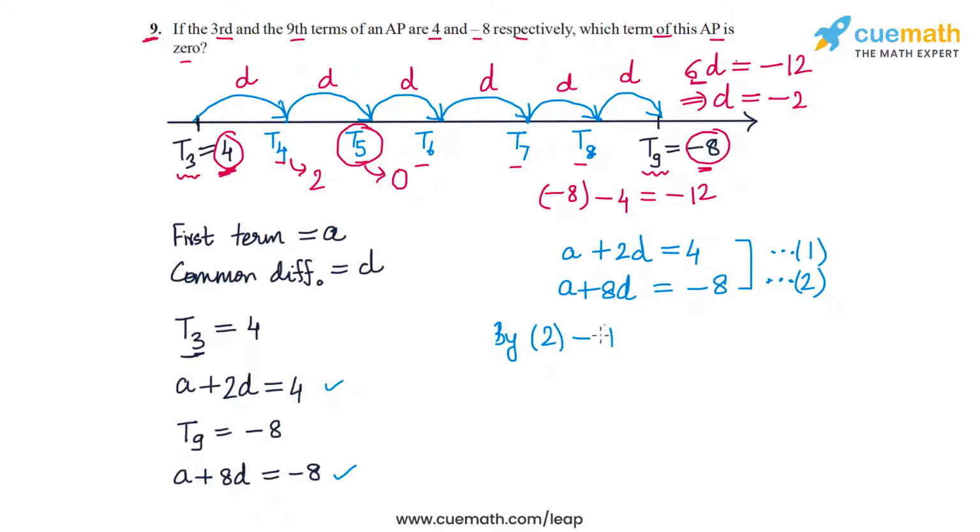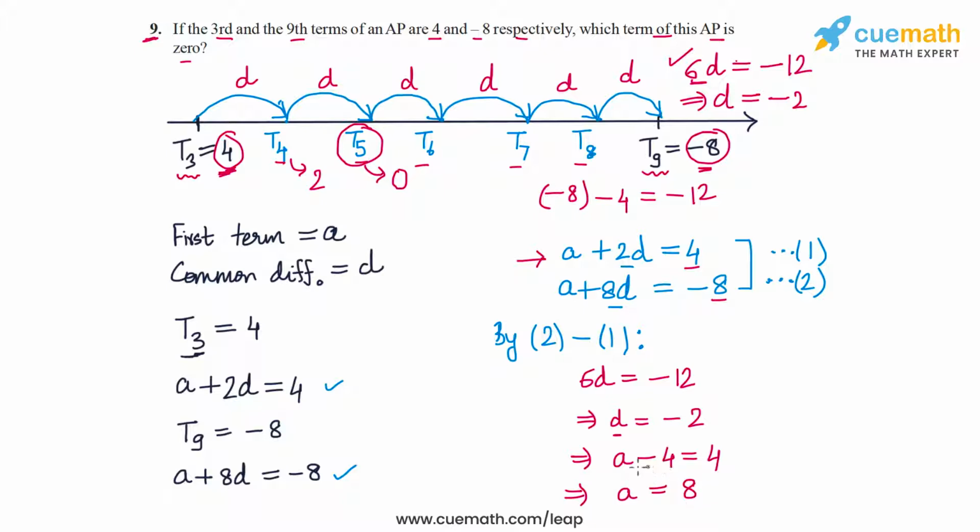So by 2 minus 1, what will we get? On the left side, we'll get 8D minus 2D. So that's 6D, and on the right side, we'll get -8 minus 4. So that's -12. And this is the exact same equation we obtained when we were visualizing the key idea behind the solution. So 6D is equal to -12, and this means that D is equal to -2. And now if we substitute this value of D into the first equation, what do we get? So we get A plus 2D, so A minus 4 is equal to 4, and this means that A is equal to 8. So we have found the value of D and we found the value of A.